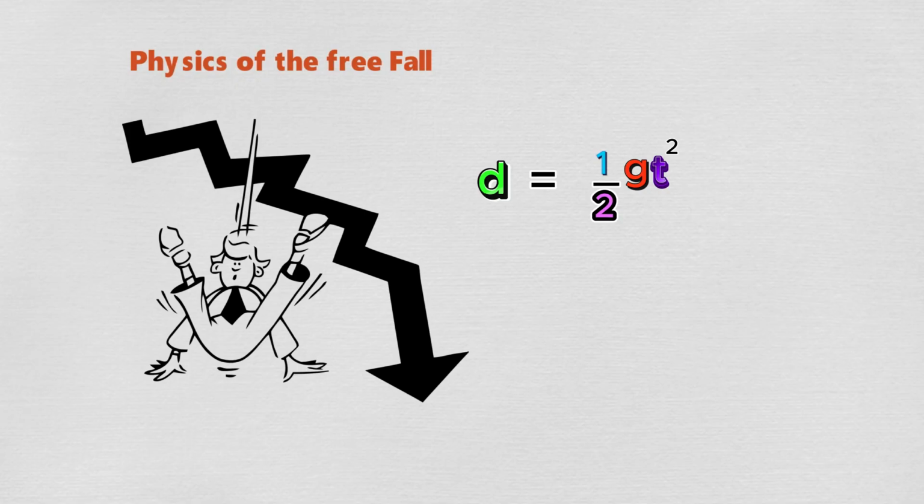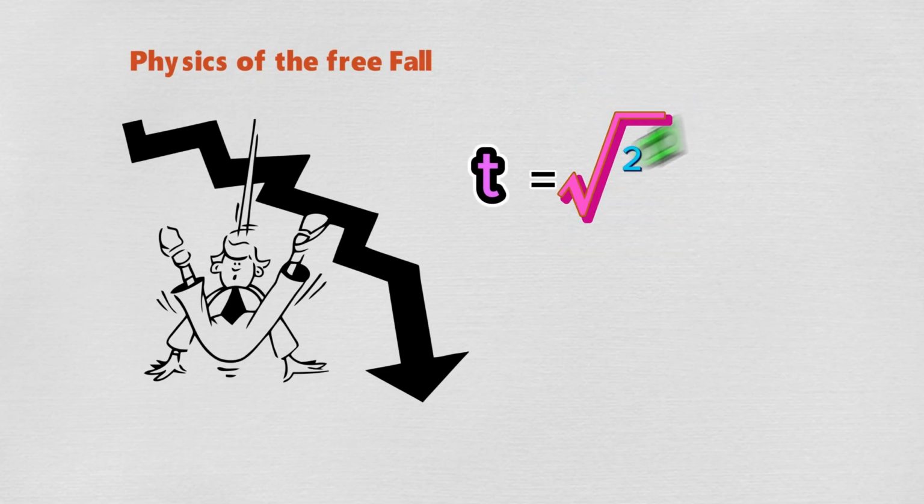If you want to find the time it takes for an object to fall a certain distance, you can rearrange this equation to solve for t. t equals the square root of 2d over g. This is a radical equation, and it helps in determining how long it takes for an object to hit the ground from a specific height.